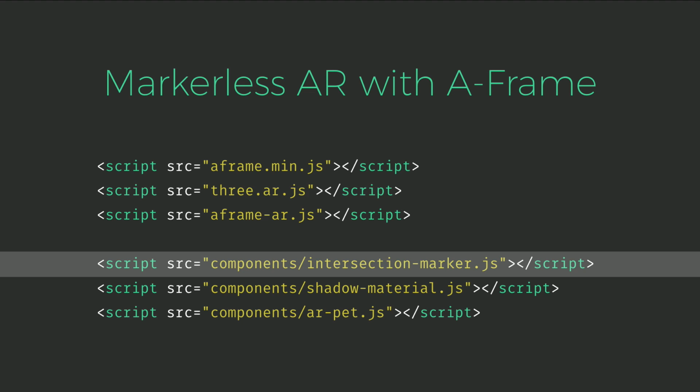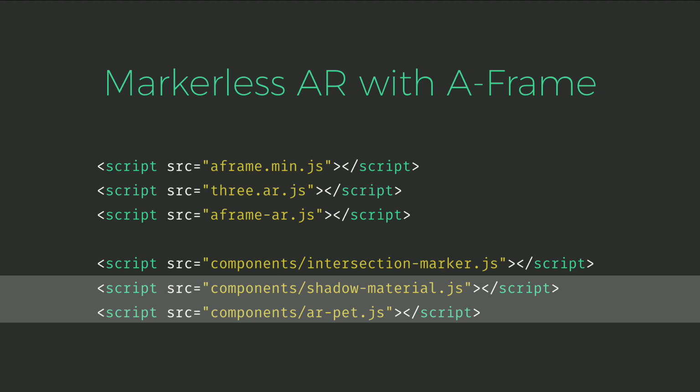There's an intersection marker, a small sphere or ball that will show the user if a surface is detected. So it's red when no surface is detected and green when a surface was detected. And then there are two components that will render an AR pet and create its shadow.